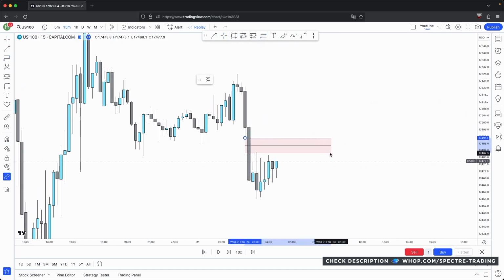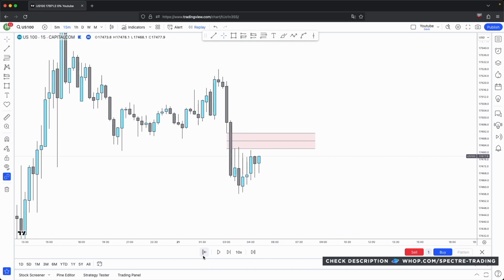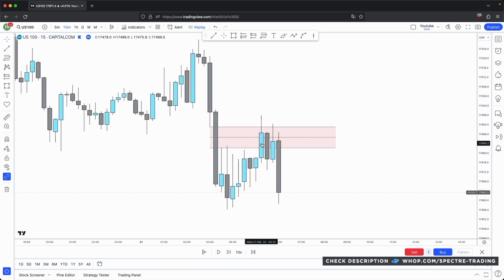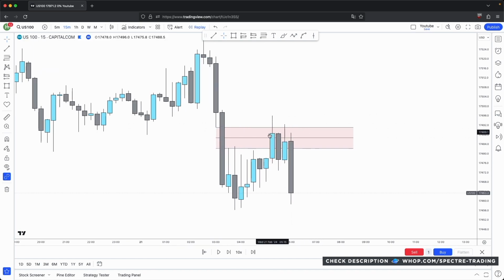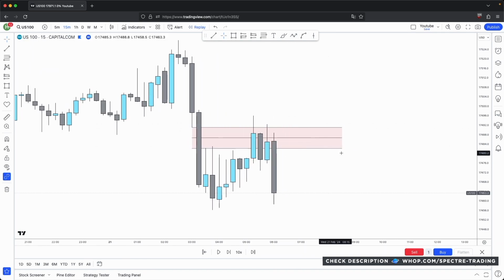So here, you have your fair value gap. Playing price out, look at how this candle had a full body closure past the consequent encroachment and disrespects this fair value gap even further by wicking above it. However, look at where the bodies are. They were still within the fair value gap.